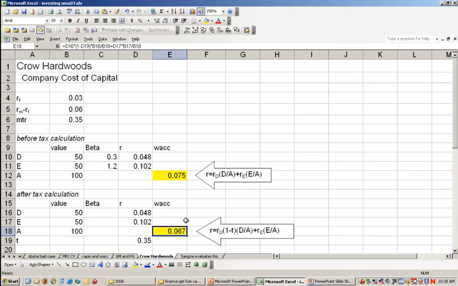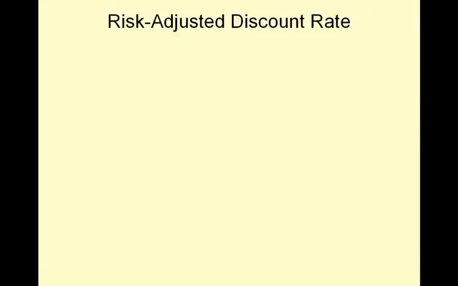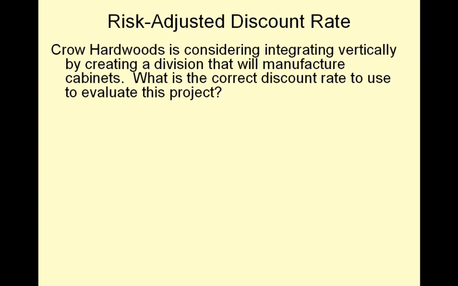So the existence of income tax deductibility of interest expense is actually a subsidy for debt financing that lowers the net cost of debt to the borrower, that is to Crow, and it also lowers the overall weighted average cost of capital for the firm. Crow's company cost of capital adjusted for taxes is 6.7%, as we just found. This rate is the starting point for the project discount rate. Now, Crow Hardwoods is considering integrating vertically by creating a division that will manufacture cabinets. What is the correct discount rate to use for Crow to evaluate this project?